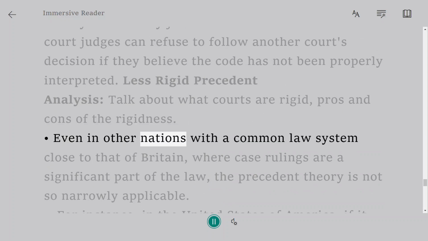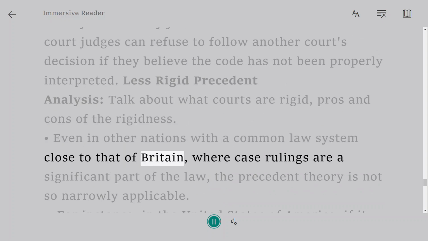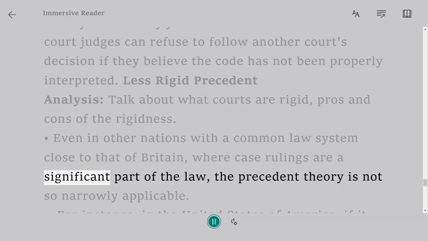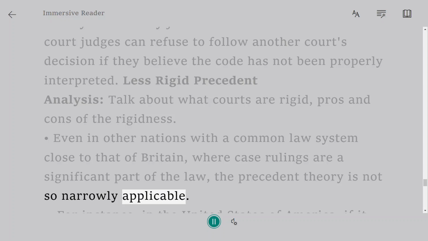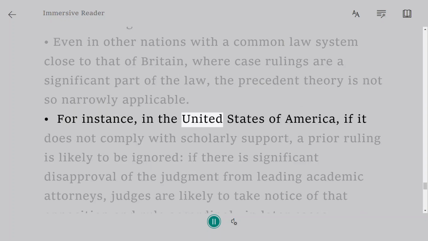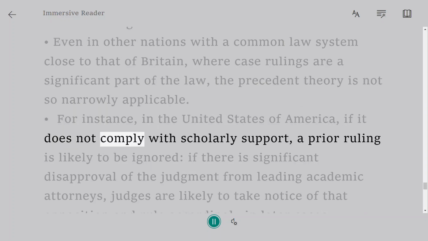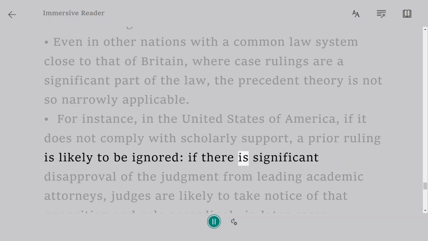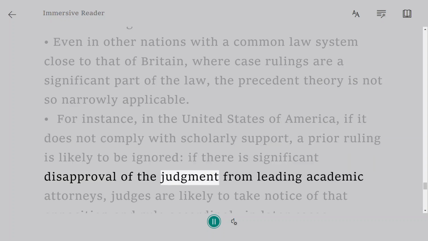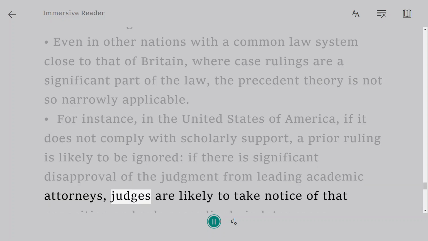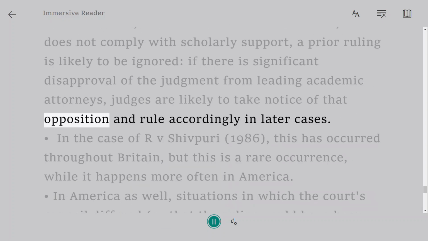Even in other nations with a common law system close to that of Britain, where case rulings are a significant part of the law, the precedent theory is not so narrowly applicable. For instance, in the United States of America, if it does not comply with scholarly support, a prior ruling is likely to be ignored. If there is significant disapproval of the judgment from leading academic attorneys, judges are likely to take notice of that opposition and rule accordingly in later cases.